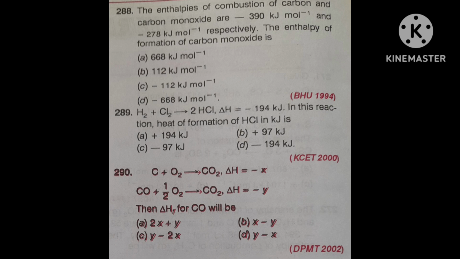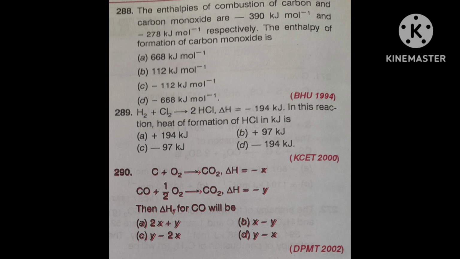Delta H for this reaction H2 plus Cl2 giving 2HCl is given as minus 194 kilojoule. Then for 1 mole, take half of this value, half of minus 194 kilojoule. Then it will become how much? Minus 97 kilojoule. Correct? Hence the correct answer is minus 97 kilojoule, that is, option C is correct.